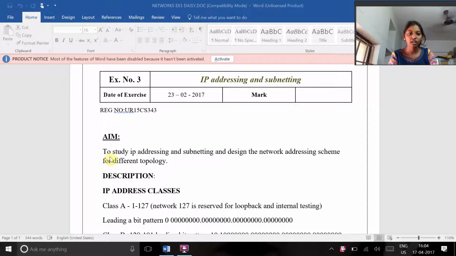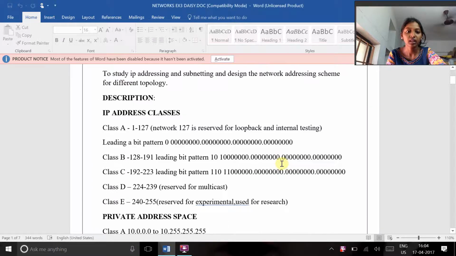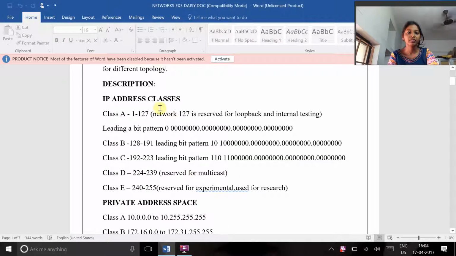Today I'm going to study IP addressing and subnetting and design the network addressing scheme for different topologies. Here we have different IP address classes: Class A, Class B, Class C, Class D, and Class E. Class A will be from 1 to 127, and Class B is from 128 to 191, and Class C is from 192 to 223, and Class D is from 224 to 239, and Class E is from 240 to 255.